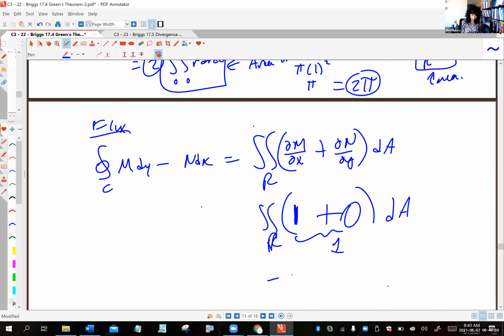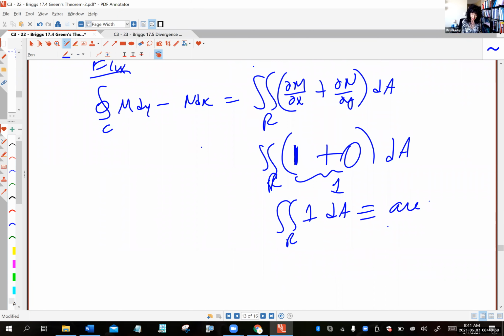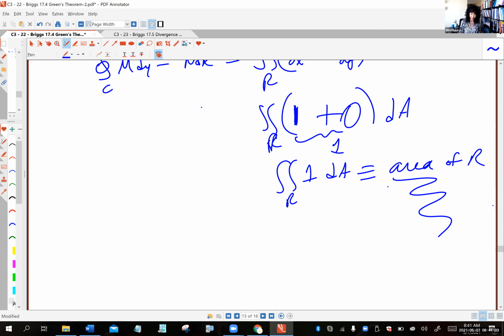So we just get a 1. But wait a minute. When we have a double integral and there is only a 1 in the integrand, doesn't this represent the area of the region? Yeah. And that's once again pi r squared, which is just going to be pi.